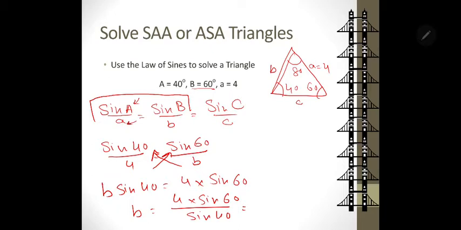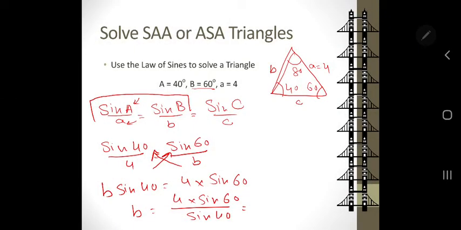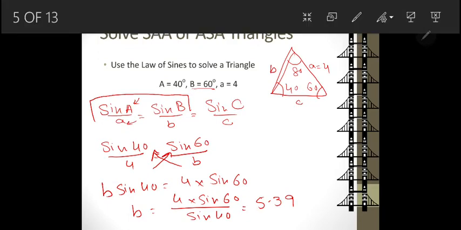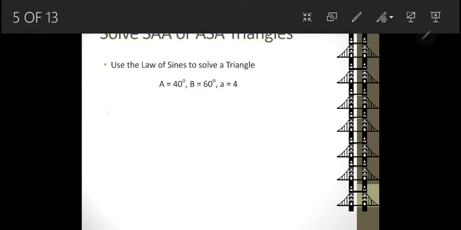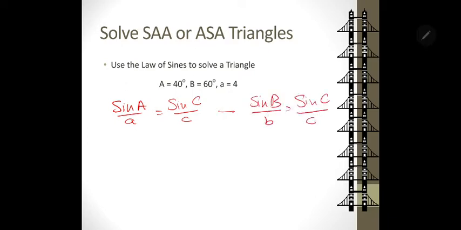4 times... so if you use your calculator, then the answer for side B should be equal to 5.39. Now since you have side B, you can use the same method to find out the side C, and for that I would use again the same law. Sine of angle A divided by A equals sine of angle C divided by C. By the way, if you want, since you already have side B and angle B, you can also use sine B divided by B equals sine C divided by C. So both will give you the same answer, but for now I'm going to use this one.